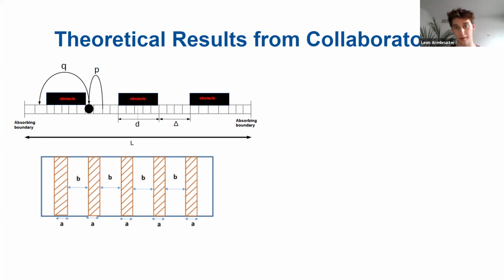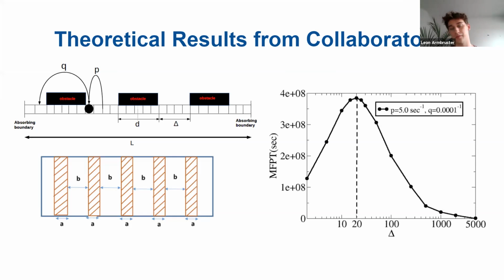And they found something quite interesting, and for me at least counterintuitive. And that is when D is 20, so the length of the region of an obstacle is 20, you can see that the mean first passage time is biggest when delta is also 20. So when the two regions have a ratio of 1, which at least for me is a bit counterintuitive, because you would think that the more length of obstacle there is, the longer the first passage time would be. But that is not what they found.